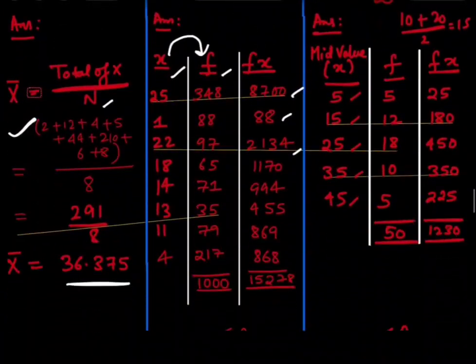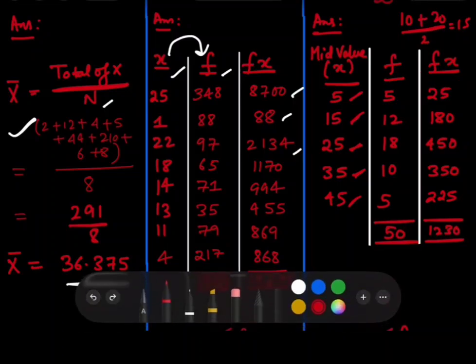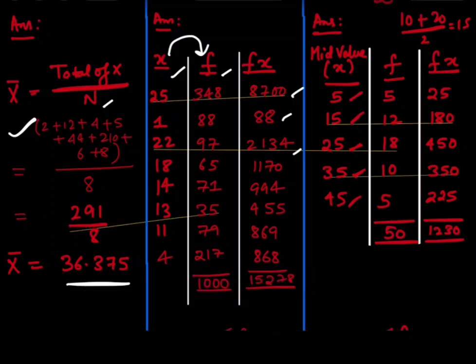In this way, we get the mid values first, and after that, we already have the frequency given in the question as 5, 12, 18, 10 and 5. We multiply the mid value with frequency and we get the fx. Here, as you can see, I have multiplied x, which is the mid value for the first one, with 5, which is the frequency, 5 into 5, 25. Next, 15 multiplied with 12 gives 180 and so on. And we find the summation of fx.